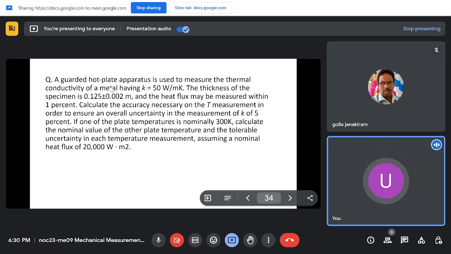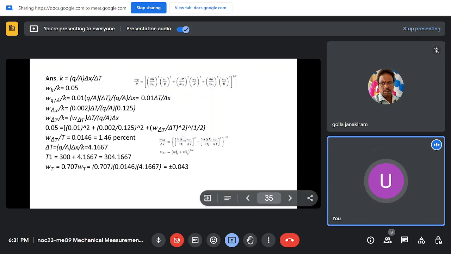So K is given, thickness is given, and heat flux is given. One of the temperatures is given, so we can find the other temperature as well using Fourier's law. And then we have been asked to also calculate the uncertainty in temperature measurement, for which the uncertainty of K should not exceed 5%. So uncertainty of K is given, uncertainty in thickness is given, uncertainty in heat flux is given. So only remaining is temperature, that can also be found. So we'll see how to solve this.